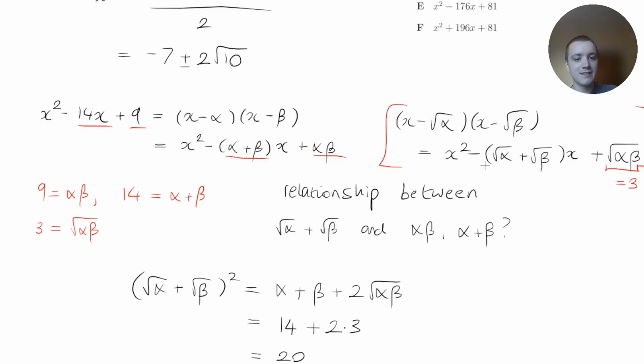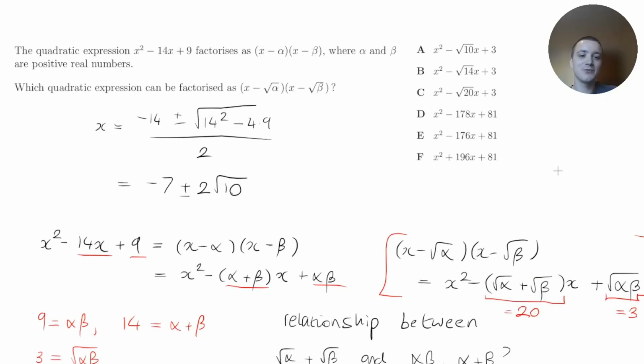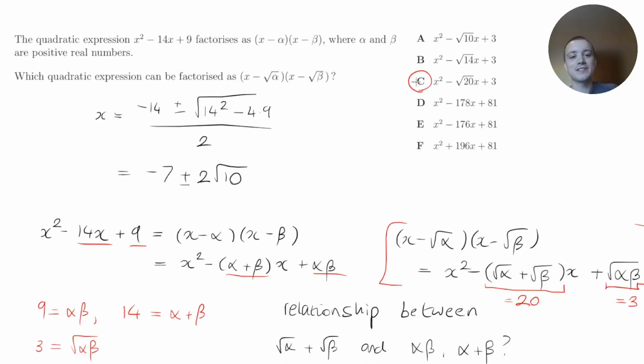So if we look at this quadratic over here that we want, we know this term over here is equal to 3. And this coefficient is going to be minus root 20, since root alpha plus root beta is just root 20. Which means that the answer we are looking for is option C. x squared minus root 20x plus 3.